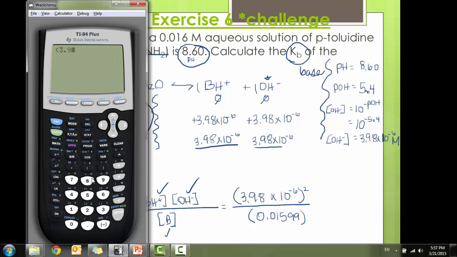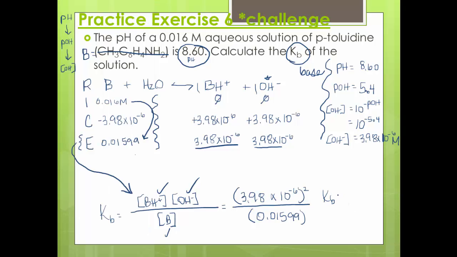3.98 times 10 to the negative 6, square it, and then divide by 0.01599. We're hoping for a small number, and there it is: 9.9 times 10 to the negative 10. So Kb equals 9.9 times 10 to the negative 10.